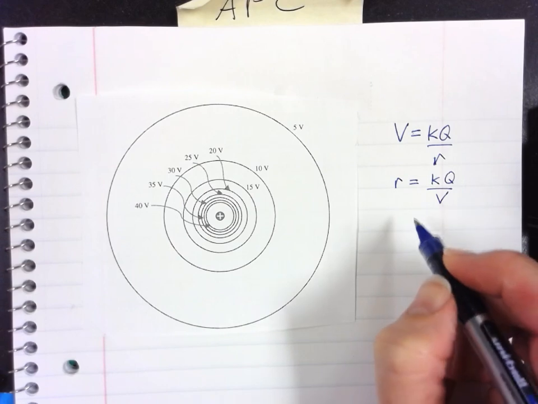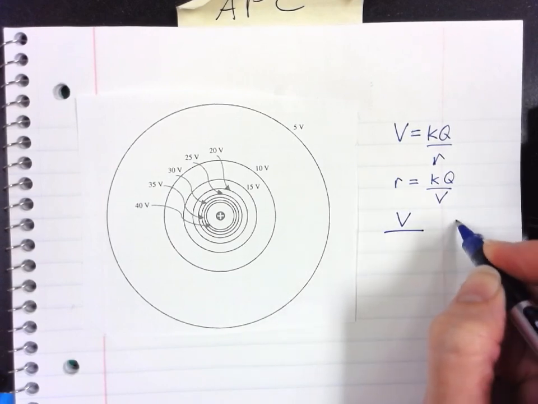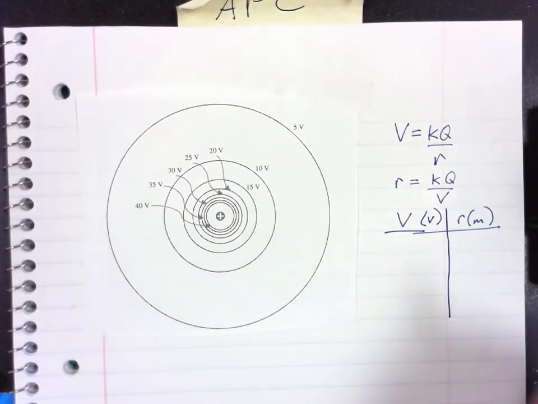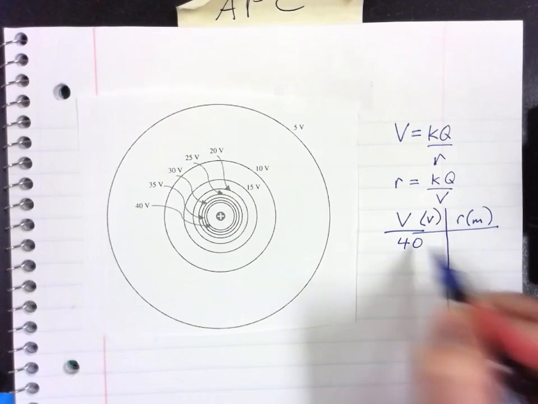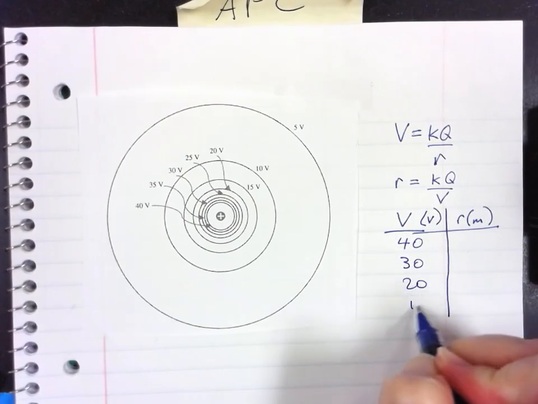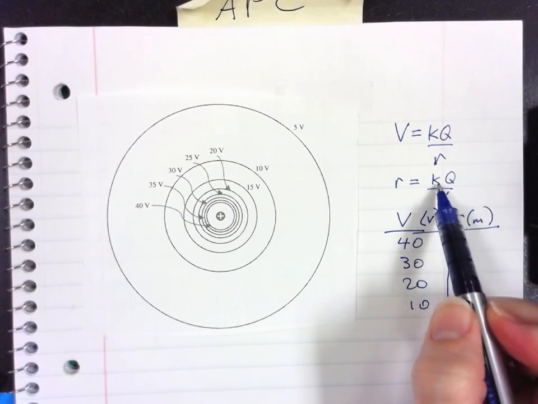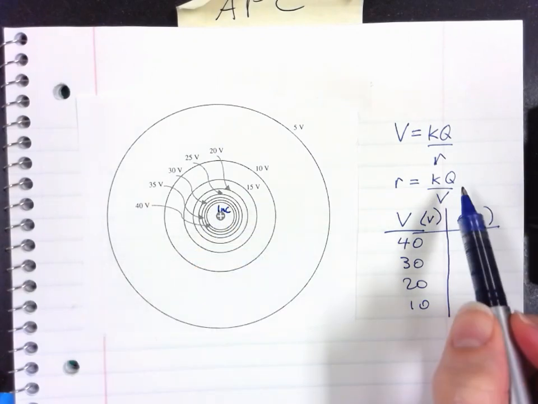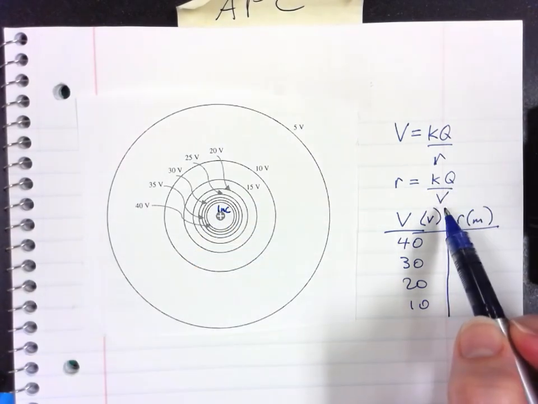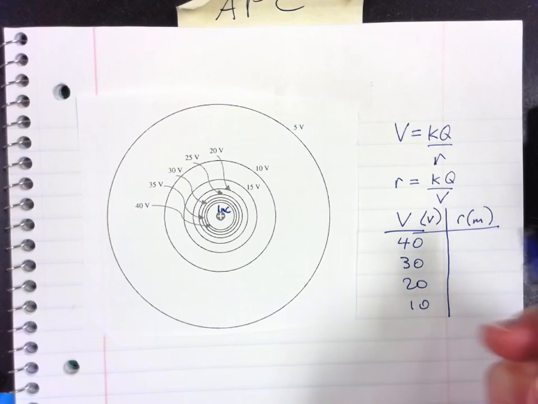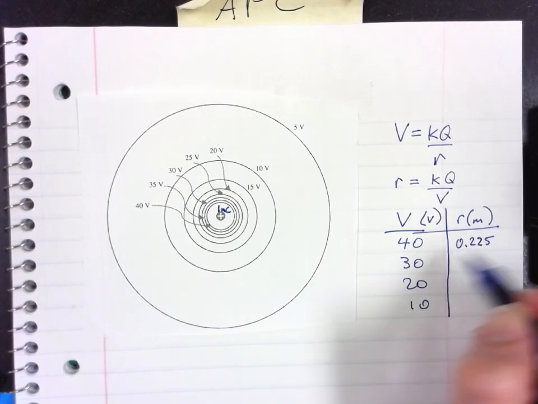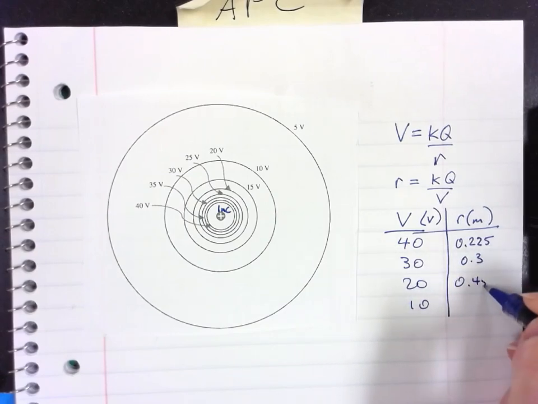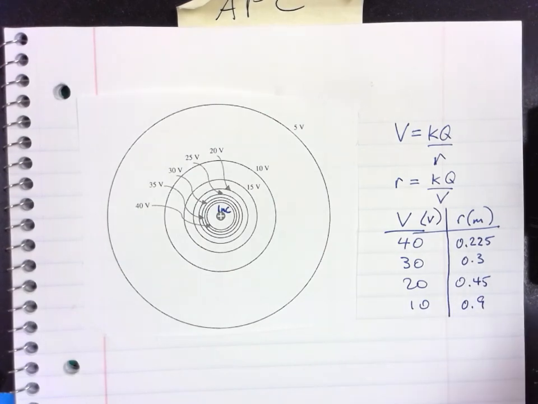So we could make a little table here. If I want to find the potential in volts, if I want to find the radius for each of these equipotentials, I'm going to look for 40, 30, 20, and 10. So this is 1 nanocoulomb, and it's positive. So 9 times 10 to the 9th times 1 divided by V of 40, I get a radius of 0.225 meters. 30 volts occurs at 0.3 meters. 20 volts occurs at 0.45 meters, and 10 occurs at 0.9. You can verify those if you want.